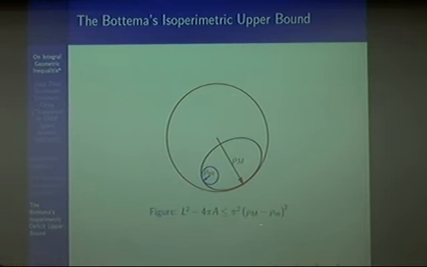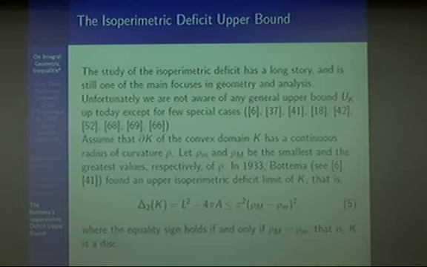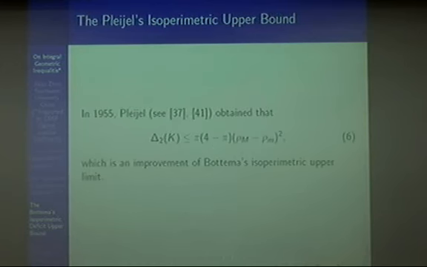So this must be large, very large. This is rho capital M minus m. So this is bounded by this. The formula is beautiful. So this bound is a very beautiful one. This is the one here. And then in 1955, Pelagiel obtained an improvement. This is pi, 4 minus pi.